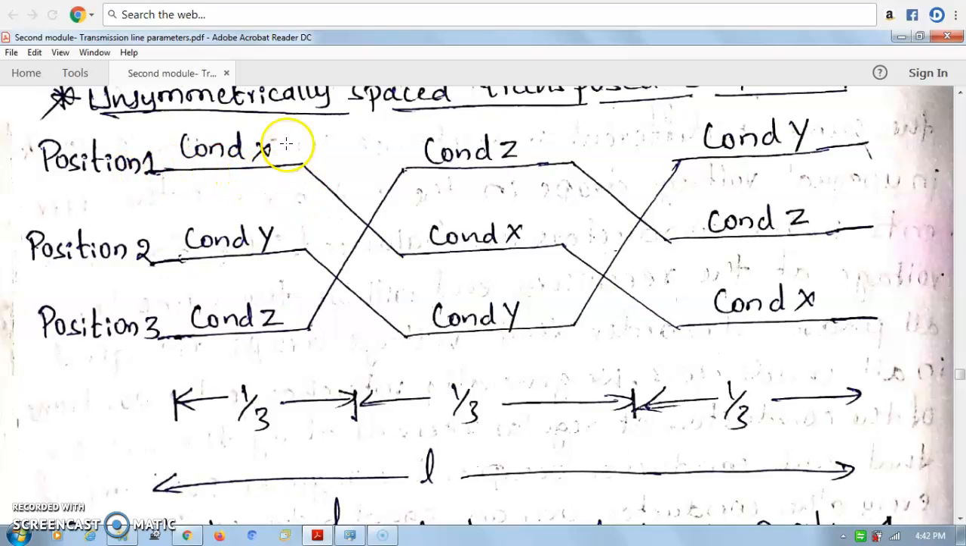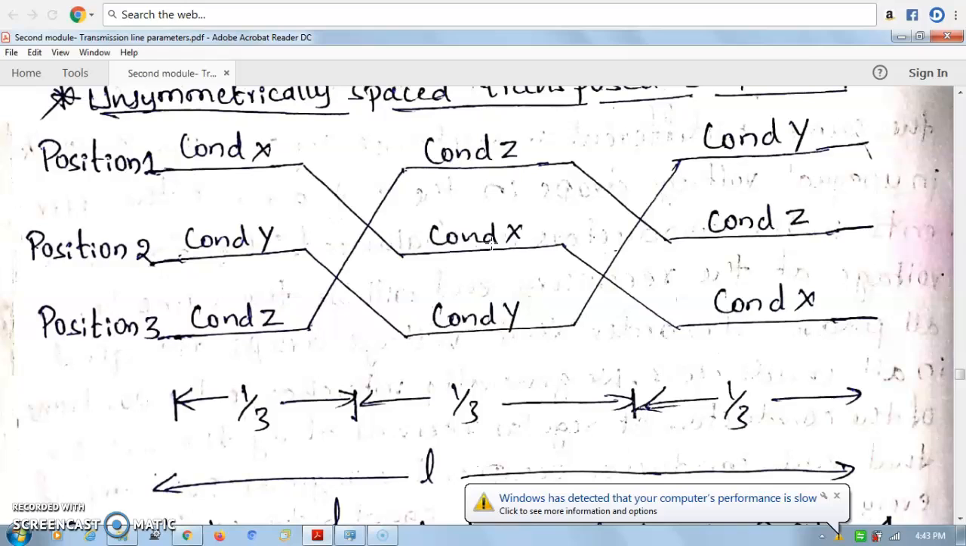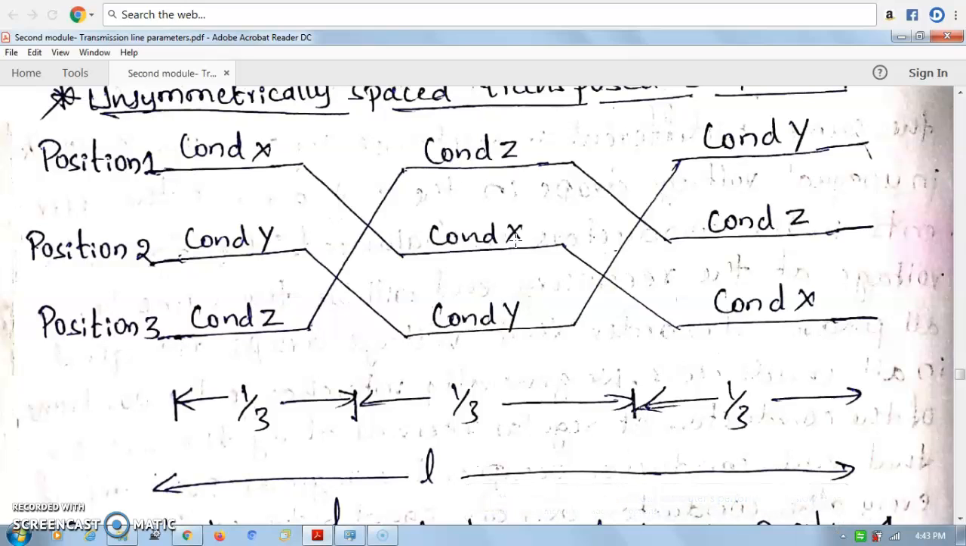Next, shift the X conductor to the second position. X is at the second position, Z is at the first position, and the Y conductor is at the third position. Next, take the flux of the X conductor. What is the total flux here? The flux at the second position, psi x2, is equal to 2 into 10 power minus 7.